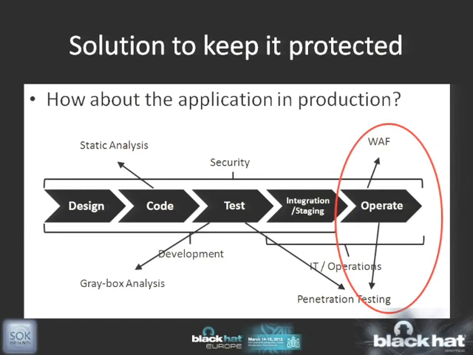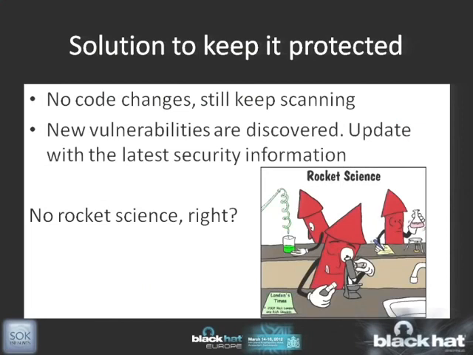Because as I said, new vulnerabilities come out and you're not retesting this application anymore. You do all these steps throughout the development lifecycle, but once it is in production, well, then it's done. You know, it's secure, it's signed off, we put it in production, we're done. We're not going to retest it anymore. Well, that's kind of odd to me because, again, new vulnerabilities come out. You should constantly retest, even if it's in production, because you can still find new things on that running application. So even if there are no code changes, keep on scanning, update with the latest security information. This is no rocket science.